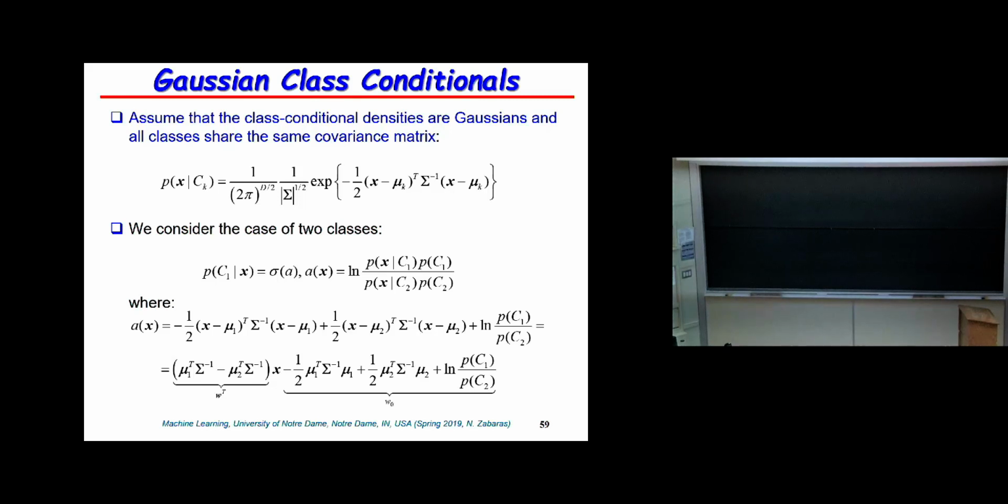So there is an X transpose sigma inverse X term, but you notice it's canceling out. So you can immediately appreciate why we use the same sigma, because if you don't have that same sigma, then alpha comes to be quadratic in X. So you don't get a linear model, okay? So if sigma is the same in all classes, basically what you get is W transpose X plus W0, which is our standard linear form.